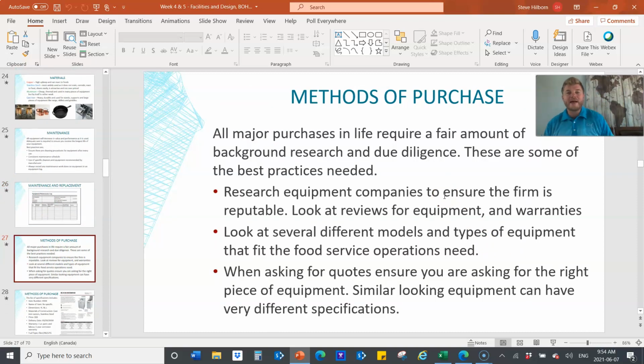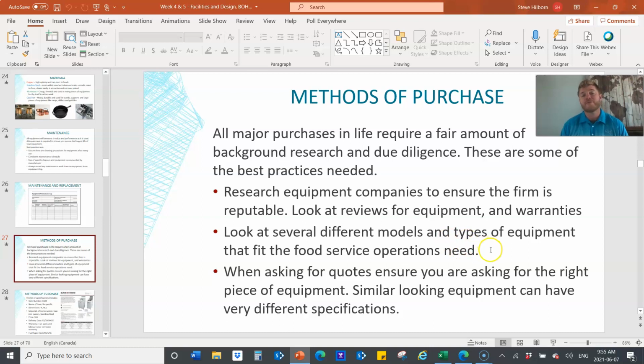As far as the way that we want to purchase equipment, there's a fair amount of background research and due diligence that you must do. So these are some of the best practices. So you want to research equipment companies to ensure the firm is reputable and look for reviews. Reviews is a great way. There might be 1 or 2 bad reviews, but there always is. But ensure that it has a fairly consistent review platform, that it has some age and length behind it. It's not one that's just opened up.